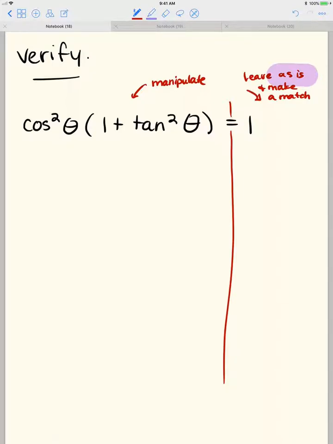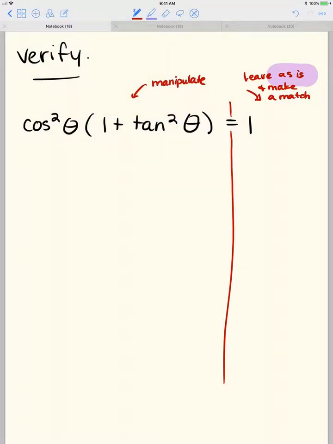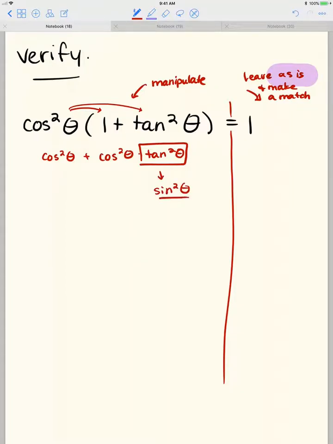So for this problem, there's a couple ways you could attack it, but the way that I'm going to start is I'm going to distribute the cosine through, and get cosine squared plus cosine squared times tangent squared. I know in my relationships with trig functions that tangent is sine over cosine, so I can rewrite tangent squared as sine squared over cosine squared. I'm multiplying that by cosine squared.